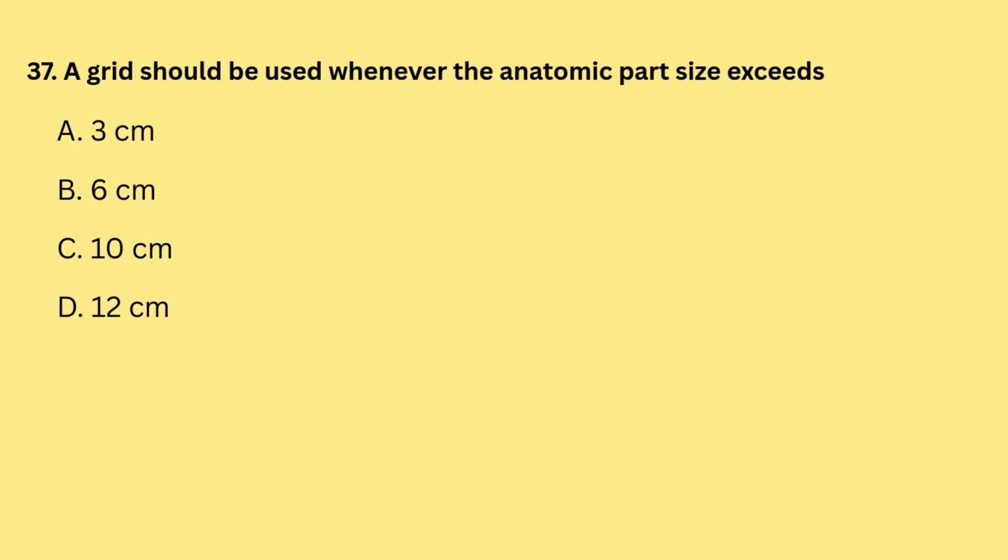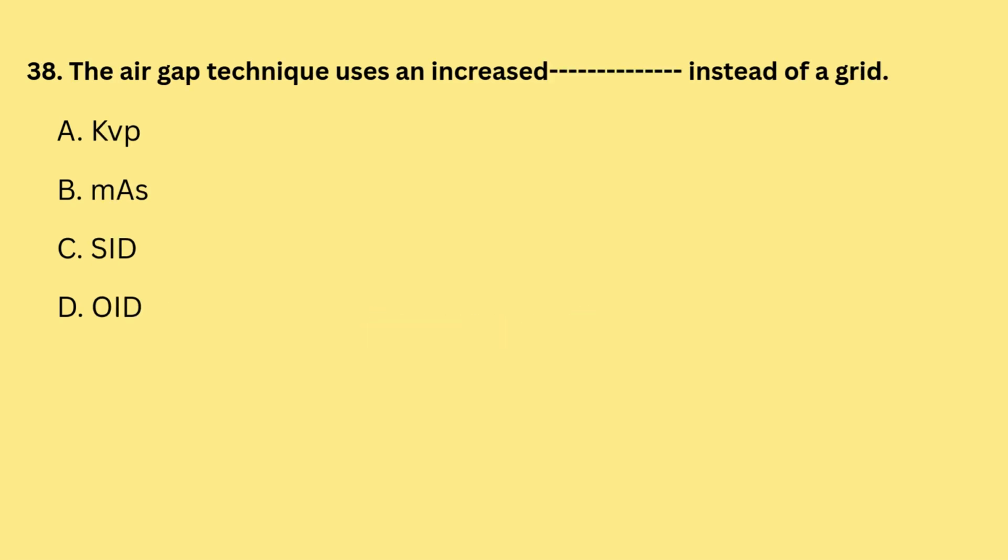Number 37. A grid should be used whenever the anatomic part size exceeds A. 3 cm, B. 6 cm, C. 10 cm, D. 12 cm. The answer is C, 10 cm. Number 38. The air gap technique uses an increased dash instead of a grid. A. kVp, B. mAs, C. SID, D. OID. The answer is D. OID.